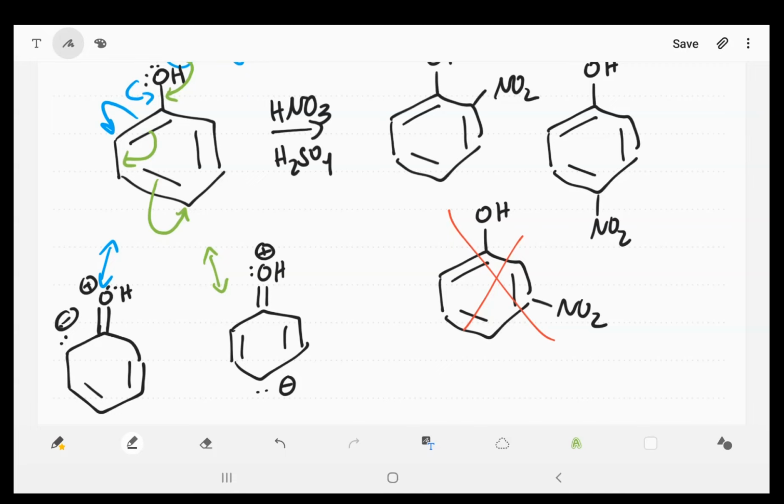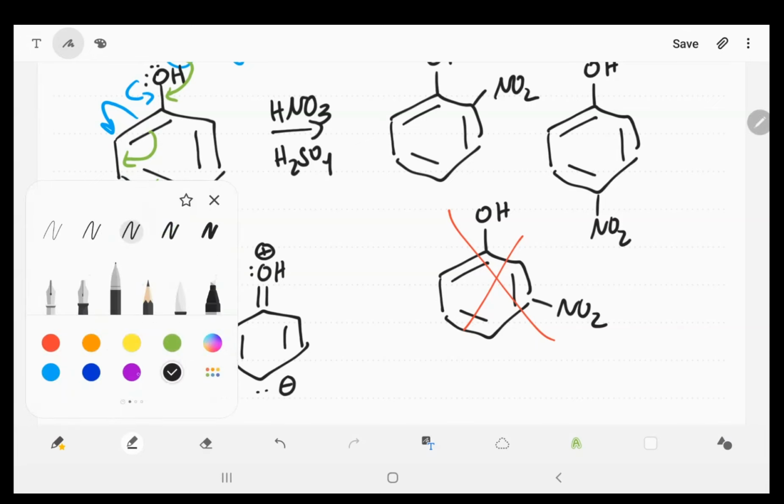We have now negative charges that can be localized onto specific carbons. Notice the ortho and para carbons are the ones that would get that negative charge. The meta position will not. No matter how you resonate, you'll never get this onto a meta position. So these now become stronger nucleophiles.